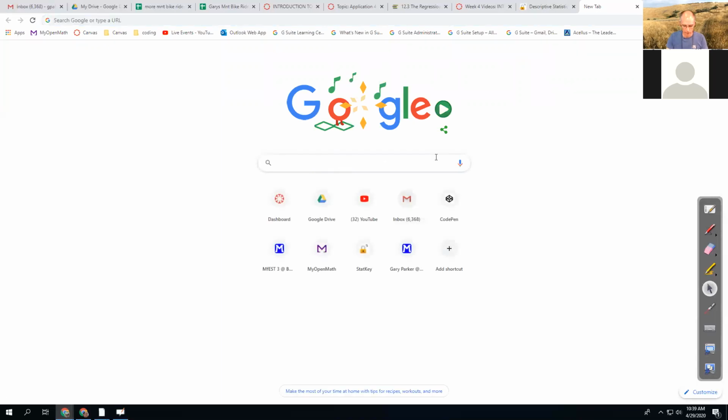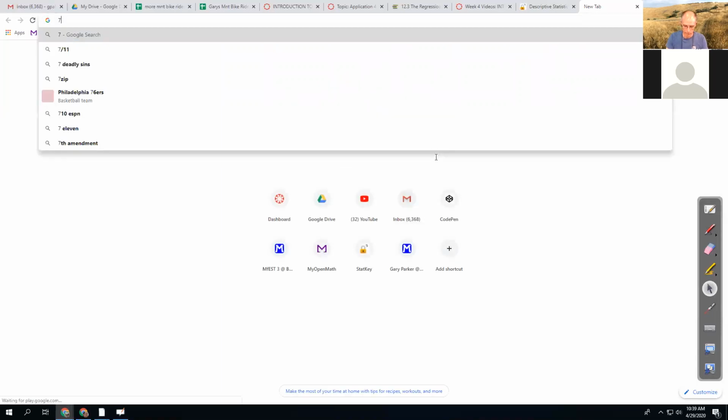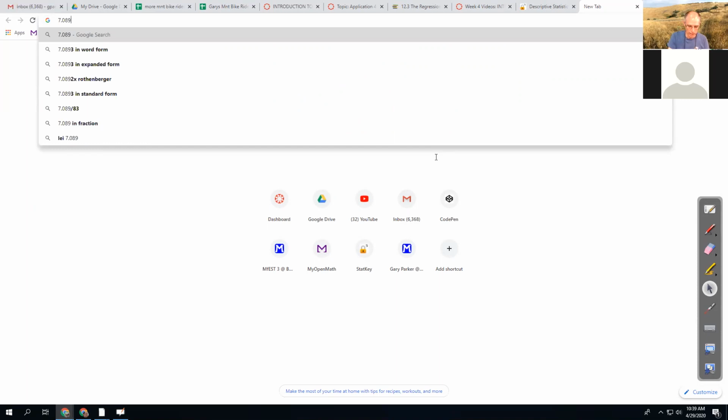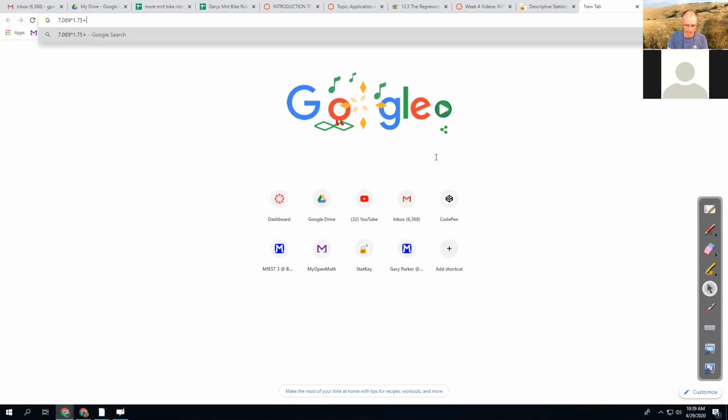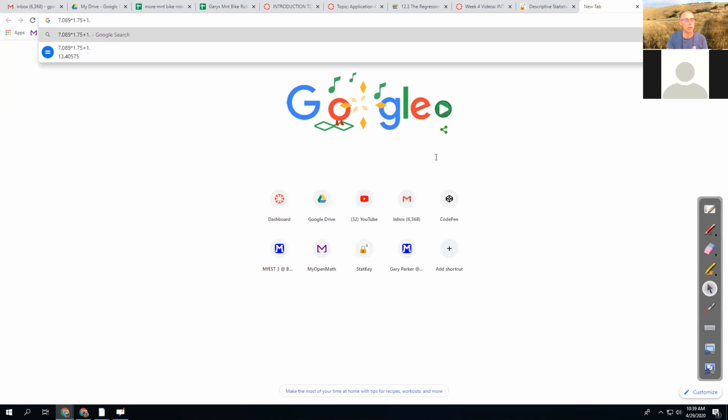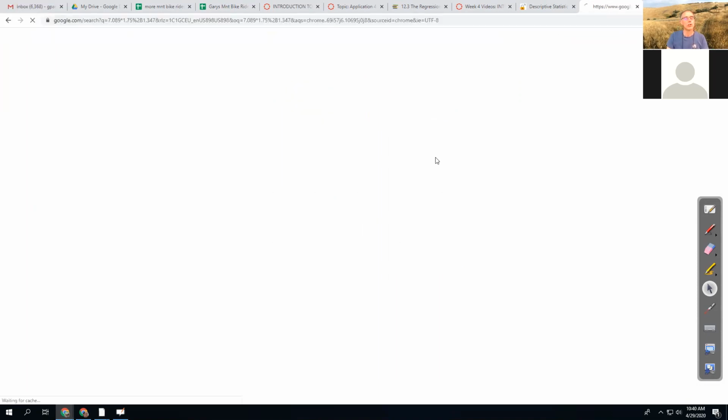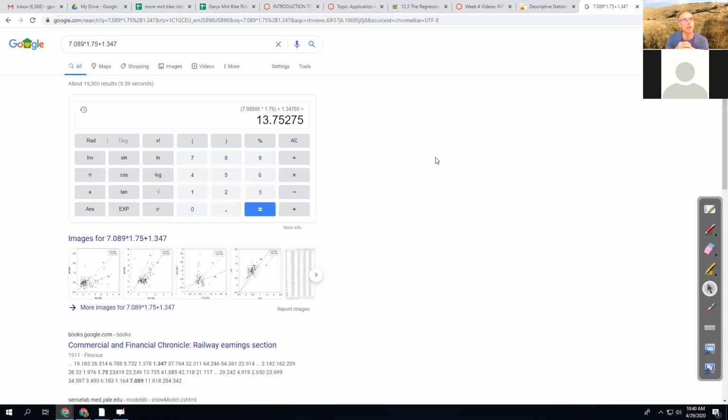I would say calculate the 7.089 times 1.75, 1 3/4 hours, and then add on that fudge factor 1.347. So the model says, if Gary were to bike for 1 hour and 3/4, then he'll cover about almost 14 miles. And then talk about whether that seems reasonable. That's within his usual time and distance, so that seems okay.